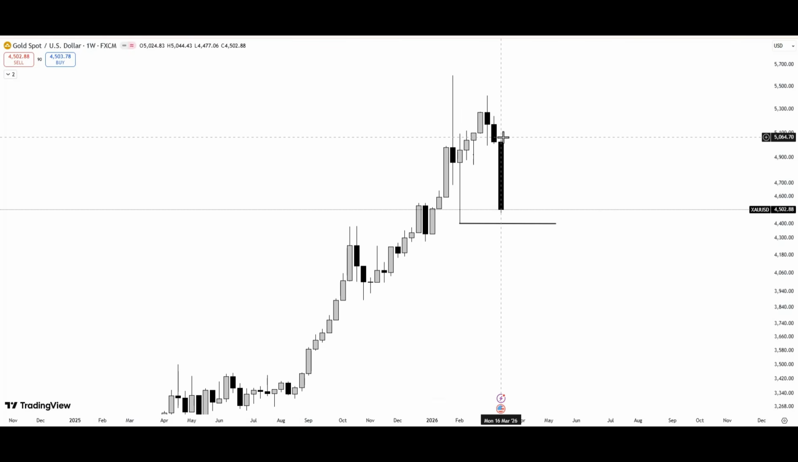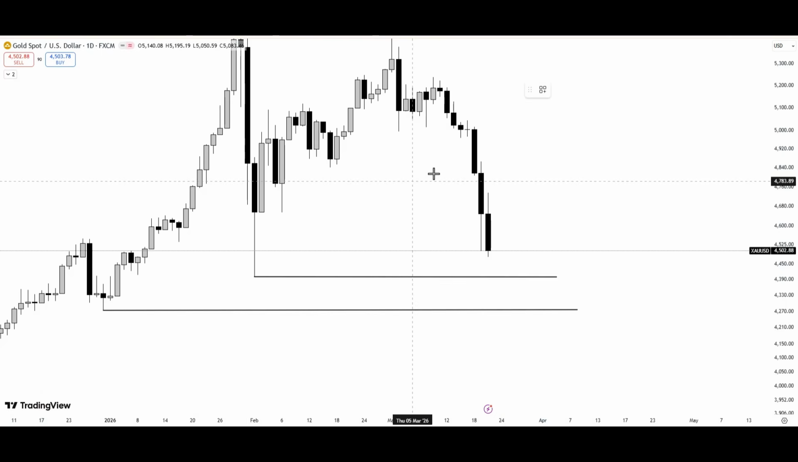You can see last week gold price closed really bearish, and this week I'm anticipating more bearish momentum for gold. So if you look at the daily time frame, you can see so far we have this fair value gap here, and we also have another fair value gap right here.